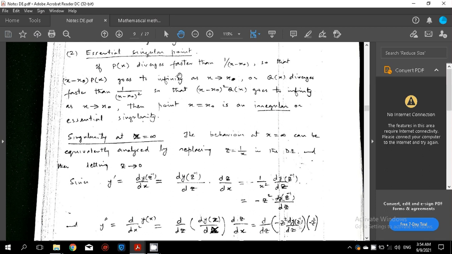So here we have discussed the role of the point of expansion x naught, which can be any constant point. So x is equal to x naught, but sometimes we have to see the behavior of the differential equation, which we call the asymptotic behavior, and we have to see whether x naught is now equal to infinity.